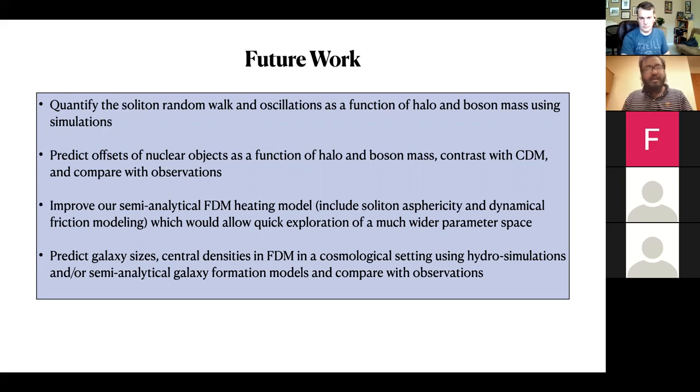And finally, I'm also interested in predicting galaxy sizes and central densities in fuzzy dark matter. As I said, we need to do this in a cosmological setting, and we can do this using hydro simulations or semi-analytical galaxy formation models. We can try to adapt semi-analytical galaxy formation models to fuzzy dark matter and compare with observations.